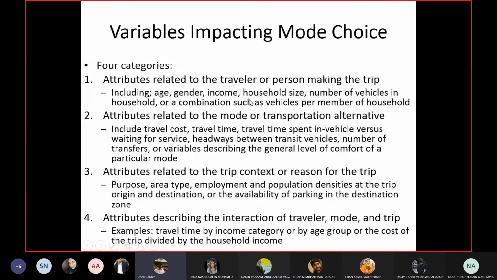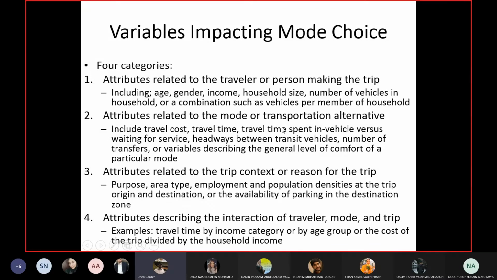So sometimes you can combine two or three factors, you can multiply them together or divide them, and find out a combined factor as well. But these are all factors which are related to the personal characteristics of the person who is making the trip. The other attributes are related to the mode choice or the transportation alternative you are considering.